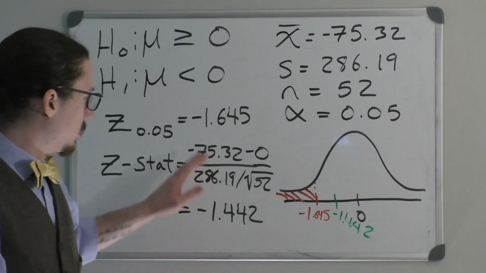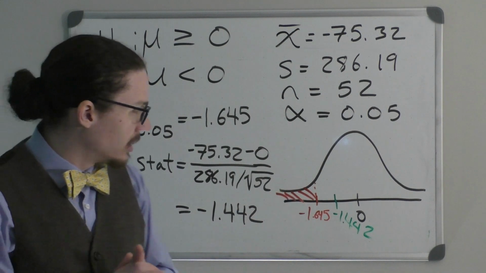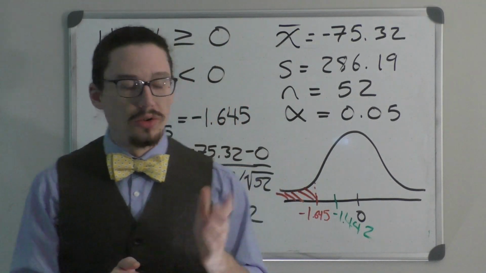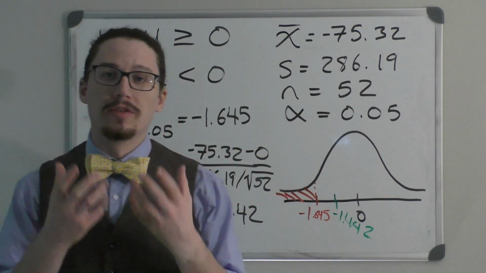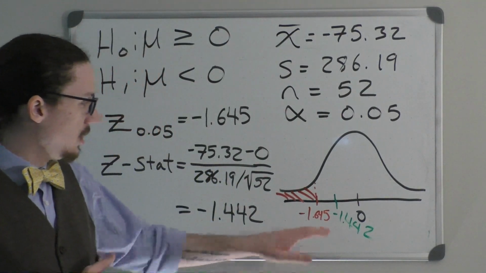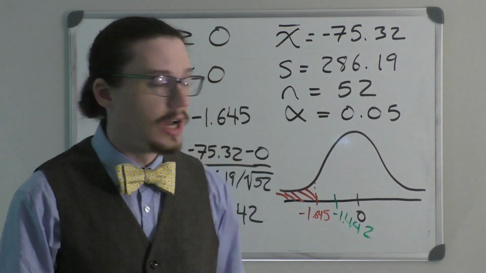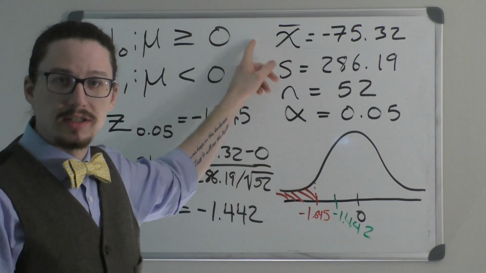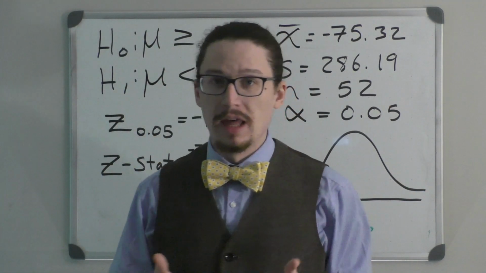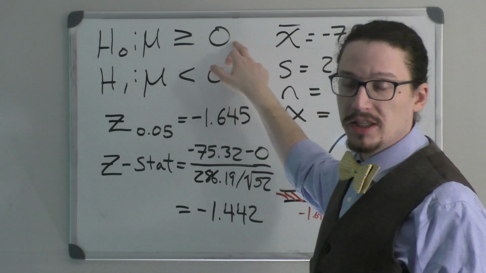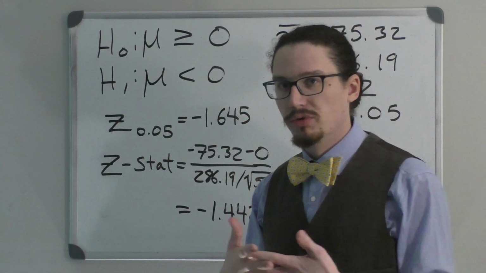Negative 1.442 is greater than our critical value, so it falls to the right of our critical value, and it does not fall into that rejection region. So the conclusion for this test, the fifth step, which I don't think I actually mentioned last time, is reaching and stating our conclusion. Our conclusion here should be fail to reject. We're going to fail to reject the null hypothesis. We don't have enough evidence to say that this isn't correct, but again, that doesn't mean that this is correct. It's not proof that the null hypothesis is true.